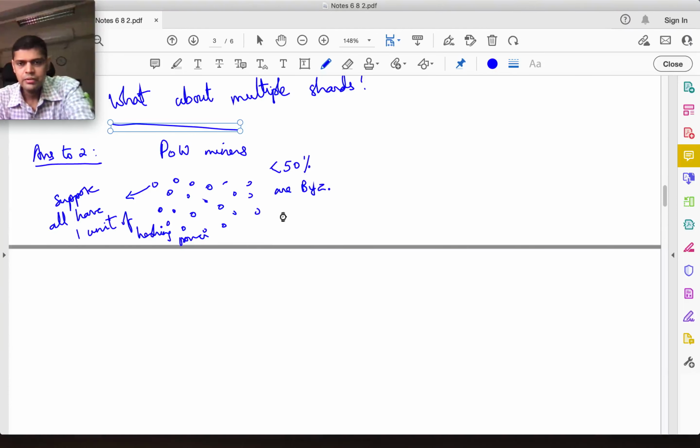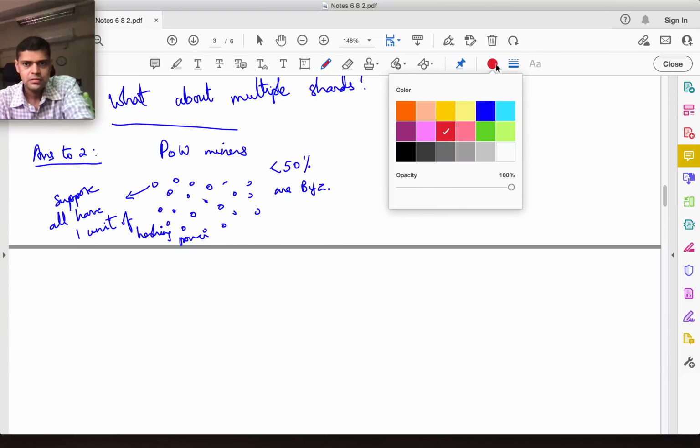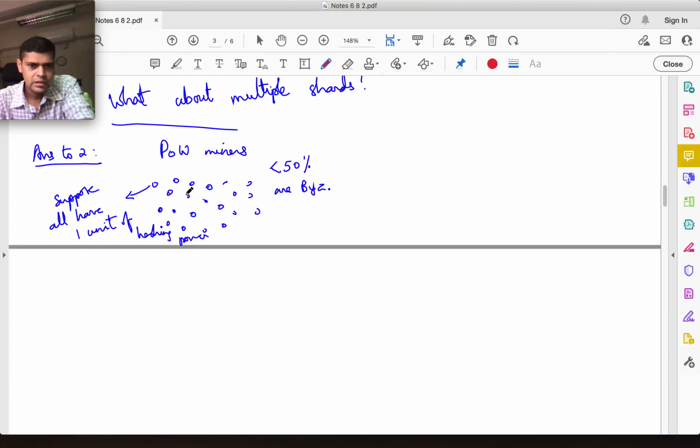Now some of these are able to, let's say, solve the puzzle. So let's say that this one solves the puzzle, this one, and so on. So a random number of these are chosen. The question is, what is the probability, what percentage of these are going to be Byzantine?